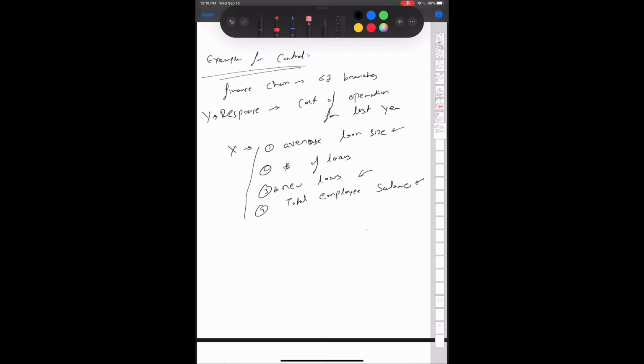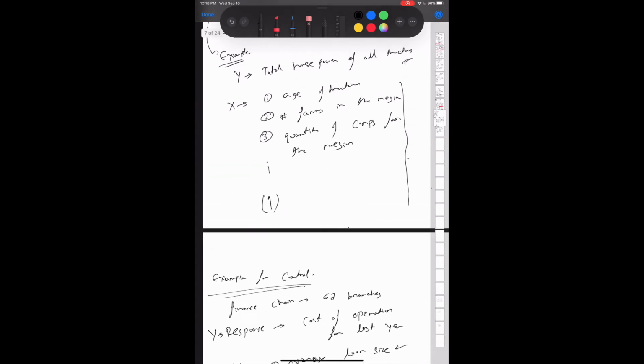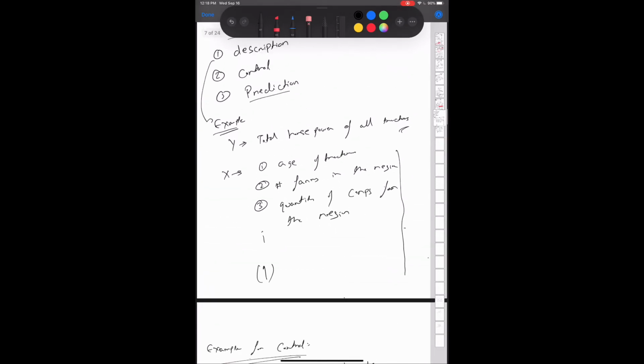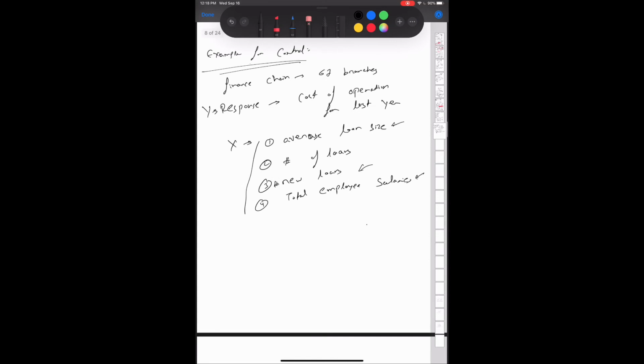Okay, the final and the most important usage of regression is for prediction. Okay, so let's talk about an example here.